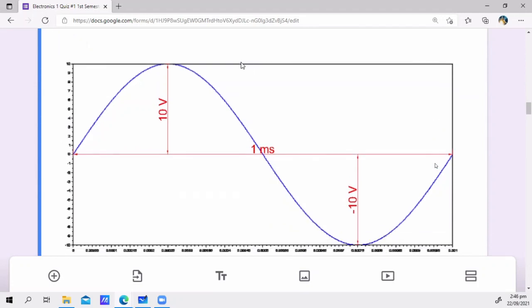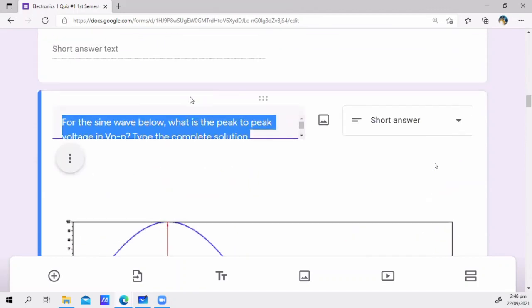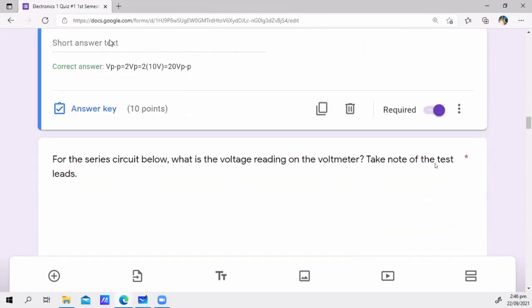Maraming nagkakamali dito. Sinasabi na, sir, di ba dapat 10 minus 10 is equal to 0? Hindi. We're talking of the peak-to-peak value. So absolute value yung kinukuha. Okay? So yun yung ating peak-to-peak. Next. So yan, nakasulat yung correct answer.